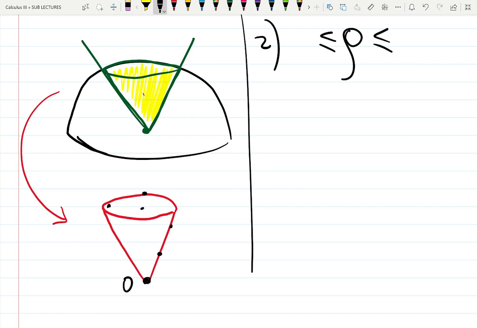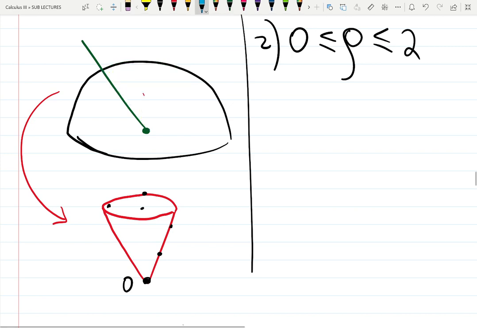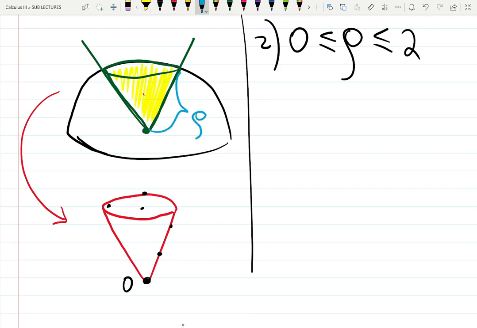This is the center, 0. How far can the fly be away from the 0? It can even go inside, which is kind of gross, and go into the center. From 0 to 2, exactly. So this is rho. This part is rho. Rho from 0 to 2.